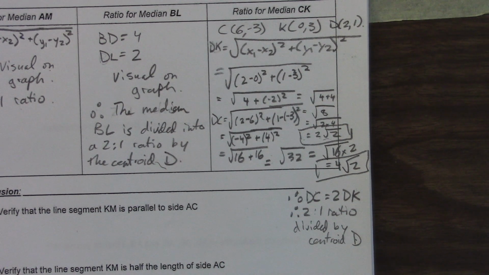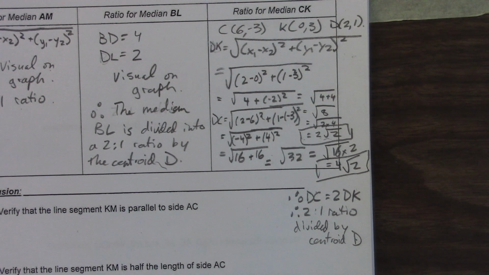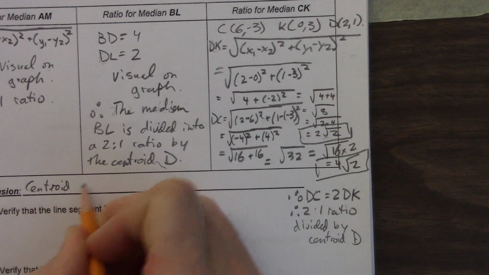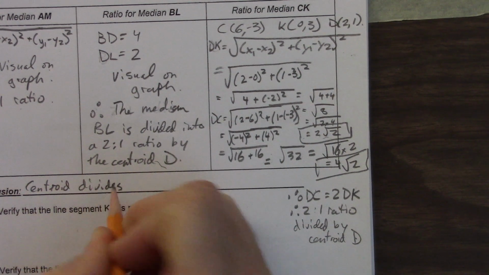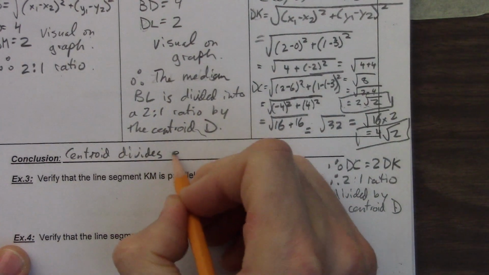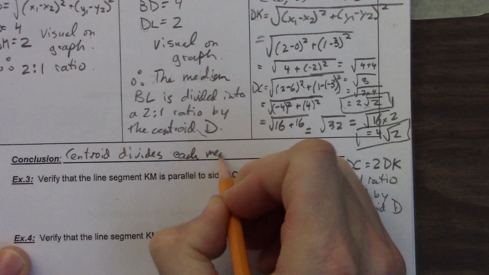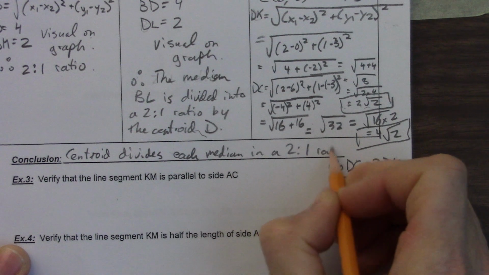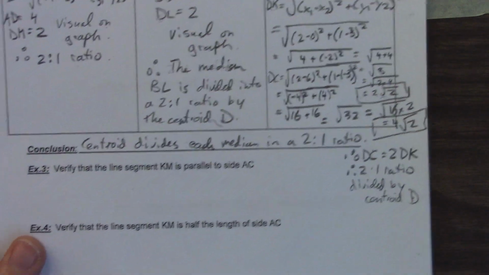What is our conclusion here? Centroid divides each median in a 2-to-1 ratio. All right?